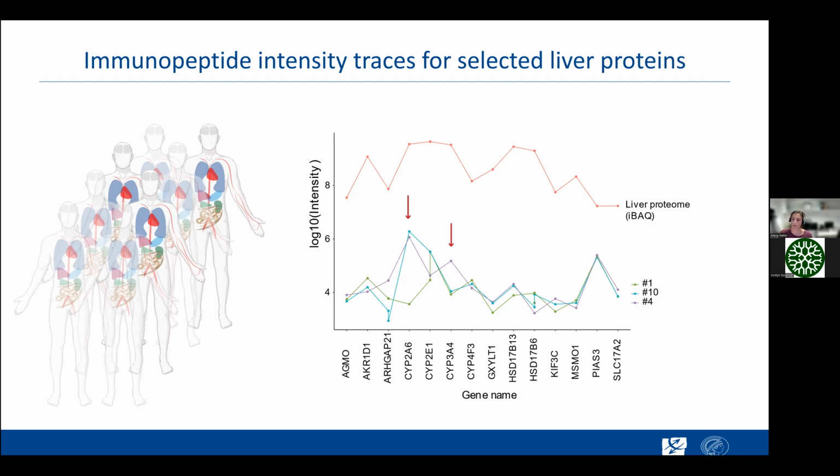And what is very interesting is that for a lot of these genes the intensity traces are very similar, but for example for the cytochrome P oxygenases, CYP2A6 and CYP3A4, the intensities are very different between those 3 people. And this could likely be due to, for example, lifestyle choices or diet choices. It is very interesting that we have a reflection in the soluble immunopeptidome of what could maybe take place in the liver of that person at that time.